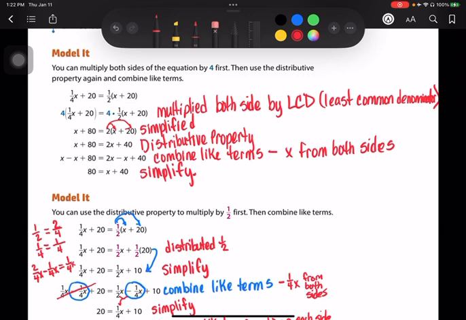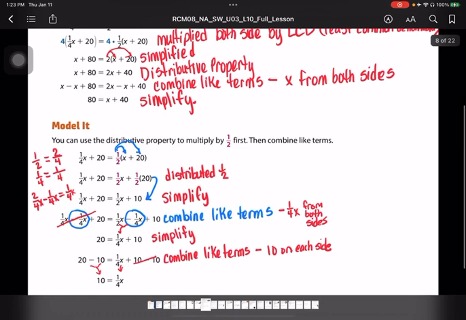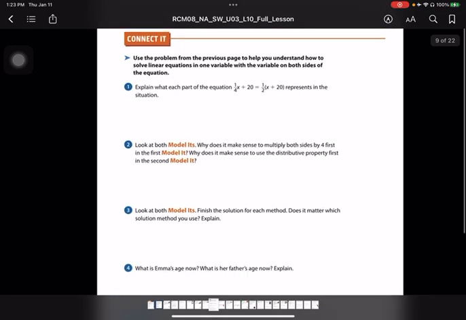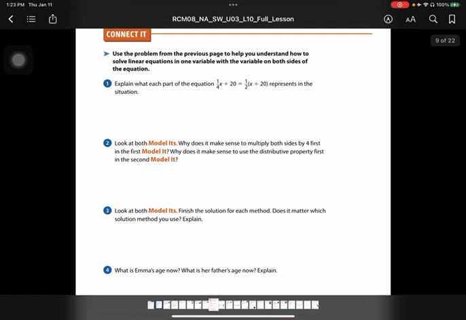We can now go to the next page, which is page 233. On page 233, we're just breaking down the problem that we did just now to simplify it a little bit further for your understanding. It says to use the problem from the previous page to help you understand how to solve linear equations in one variable with the variable on both sides of the equation. First we want to explain what each part of the equation means. If you understand what each part means, it'll be easier to solve.